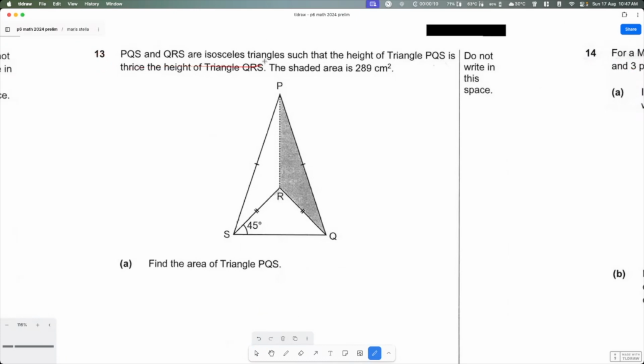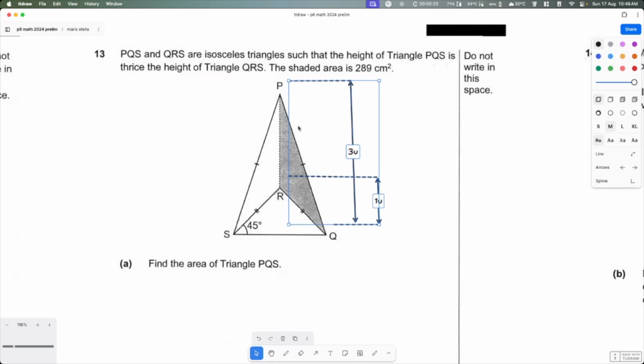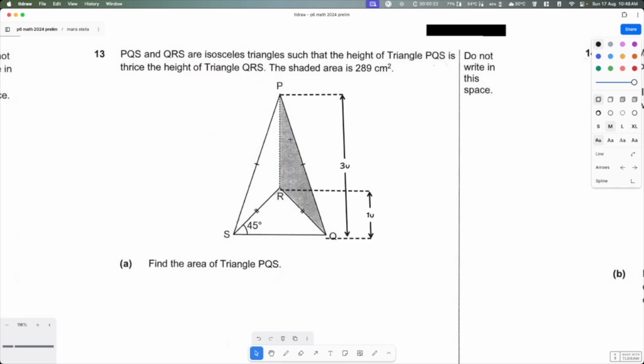PQS and QRS are isosceles triangles, such that the height of triangle PQS is thrice the height of triangle QRS. So in a way, it looks something like this, where the height is like this. So PQS is 3 units, and triangle RQS is 1 unit. The shaded area is 289 centimeters square.